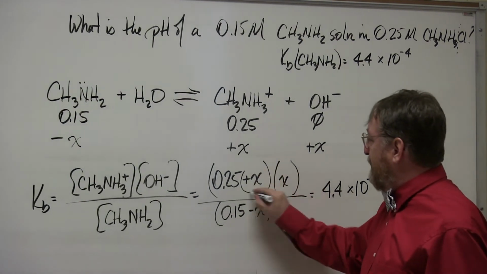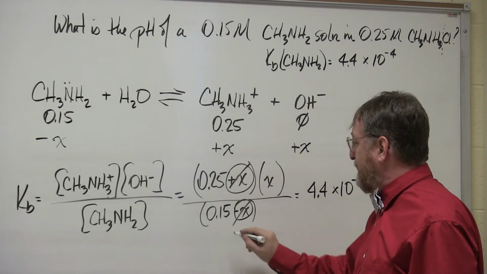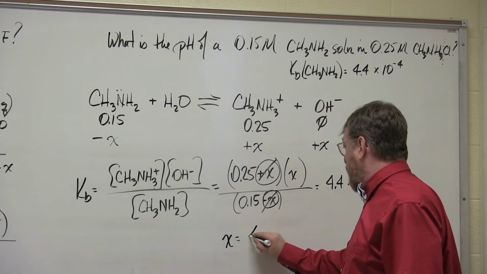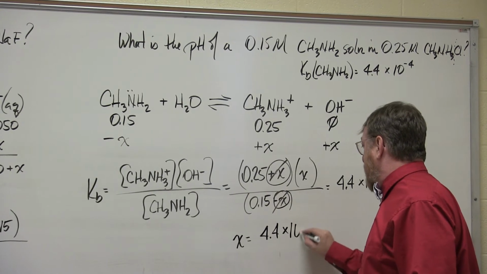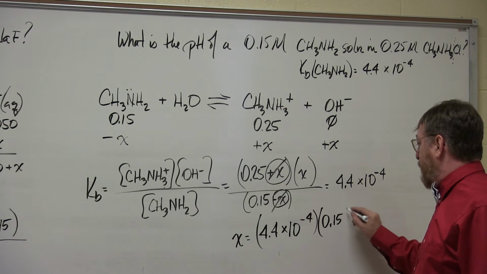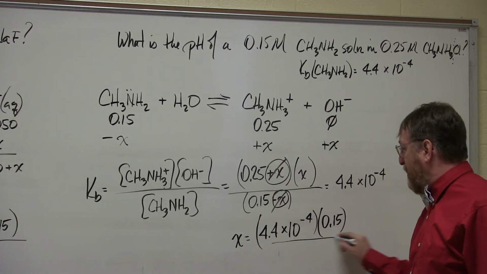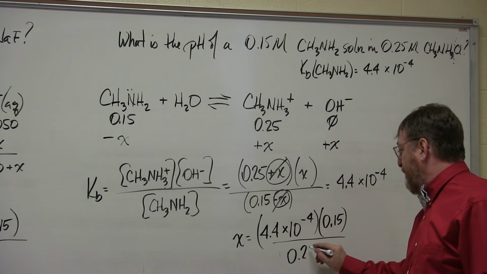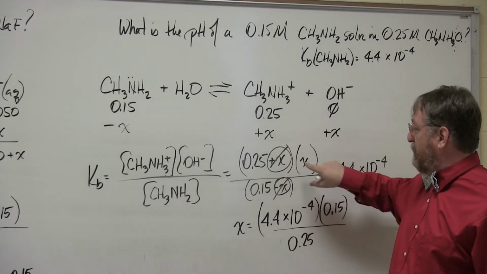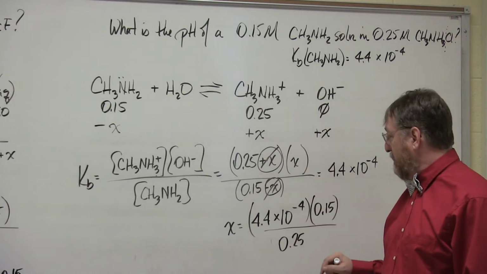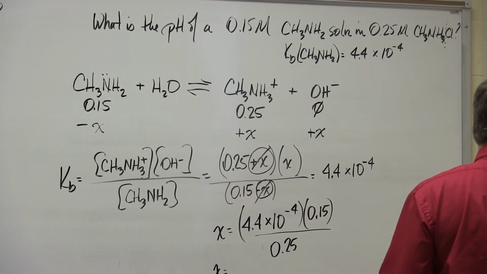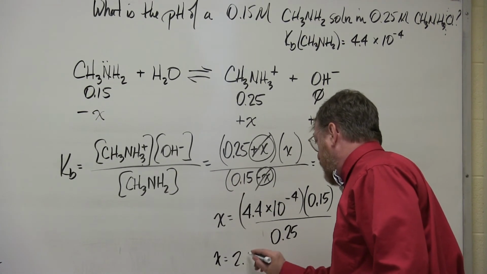So okay, we're going to assume this is negligible. We'll also assume that is negligible. We'll multiply those over, and X is going to be equal to 4.4 times 10 to the minus 4 times 0.15, so in the denominator, you can go with the numerator there, divided by 0.25. Notice, it's not a square root there. This isn't X squared. These X's are gone. This is just X. Well, we do that calculation. X equals 2.6 times 10 to the minus 4.